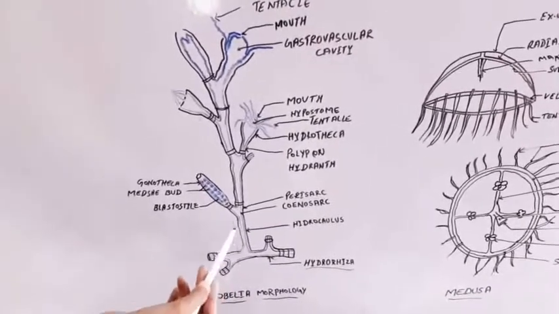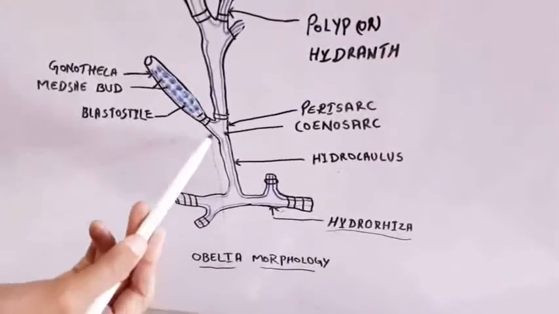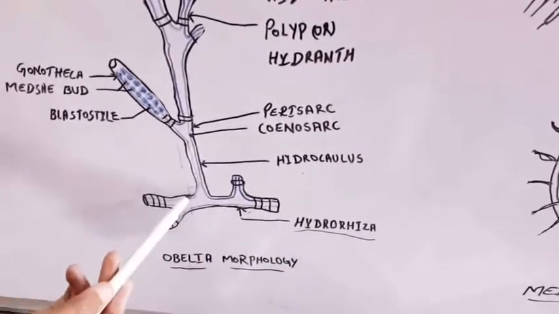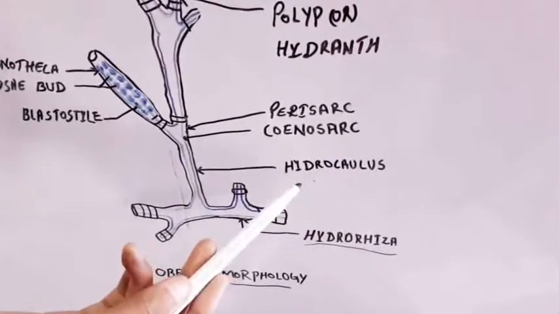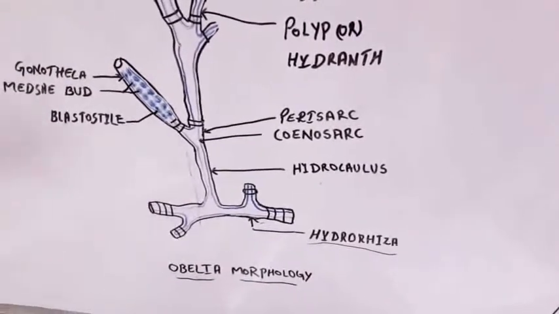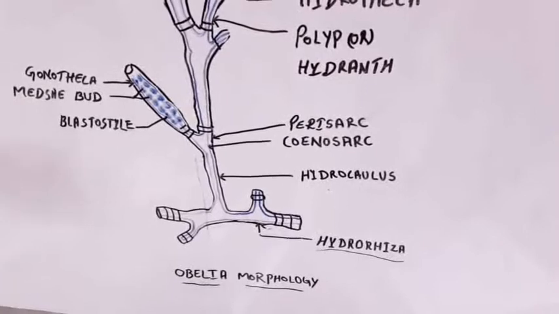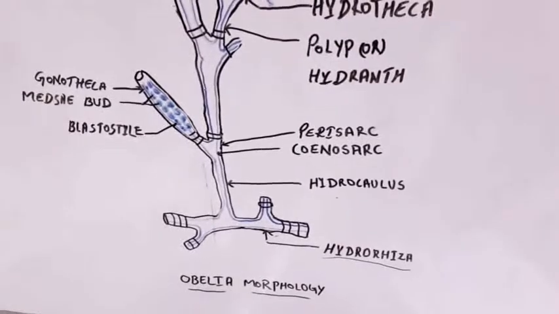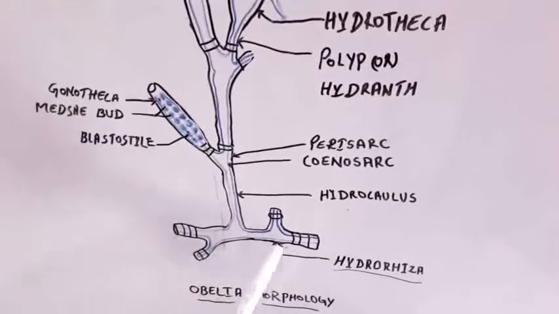From this hydrorhiza, you can see a vertical structure arising. This vertical structure is called a hydrocaulus, which arises from the hydrorhiza. This is the vertical part of Obelia. Here the hydrorhiza and hydrocaulus are hollow tubes, tube like structures.